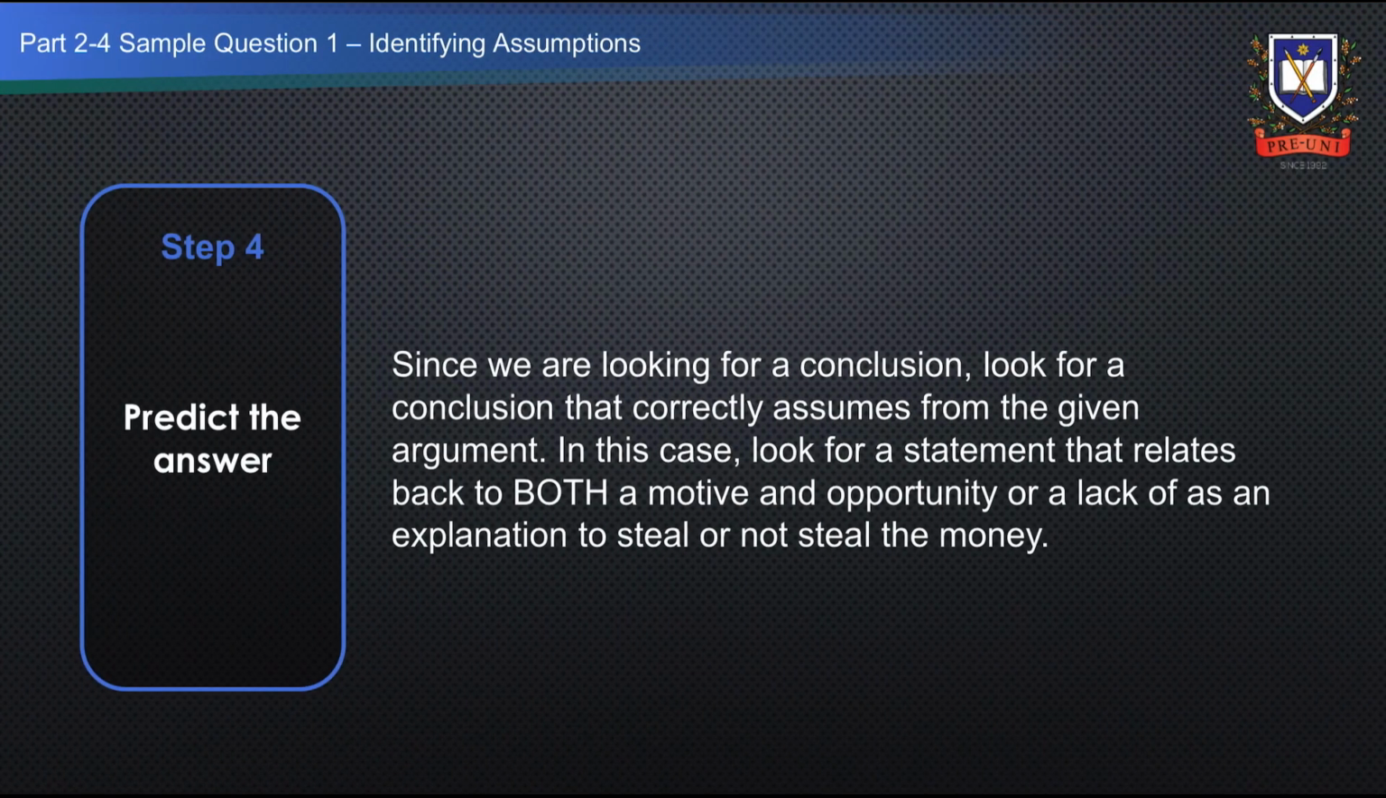The fourth step is to predict the answer. Since we are looking for a conclusion, look for a statement that uses the information in the argument appropriately to assume some form of conclusion. In this case, look for a statement that relates back to both a motive and opportunity, or a lack of, as an explanation to steal or not steal the money.